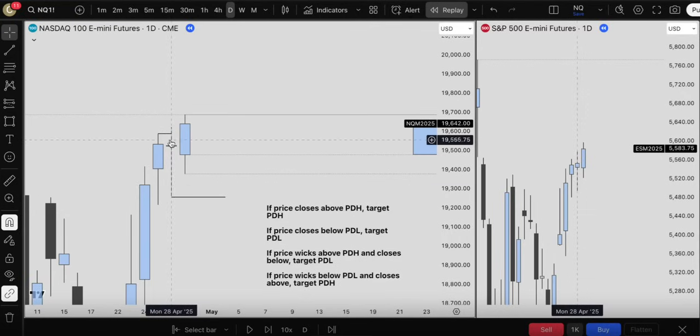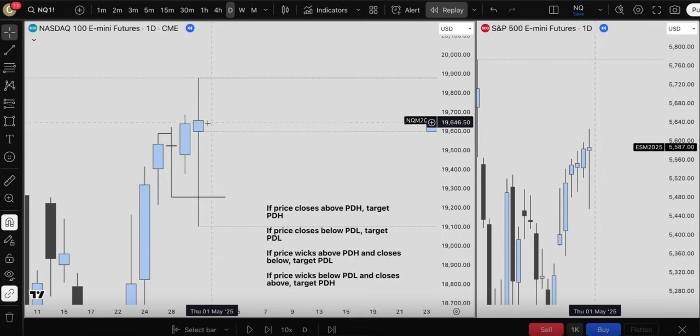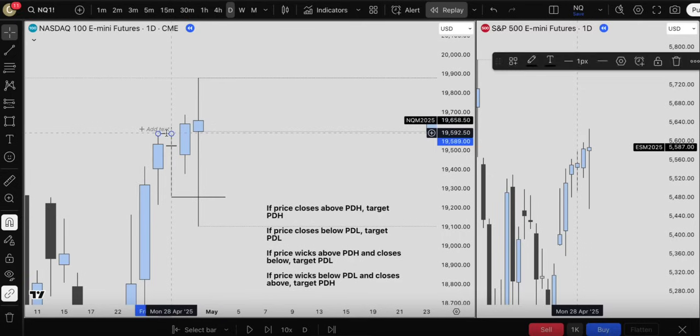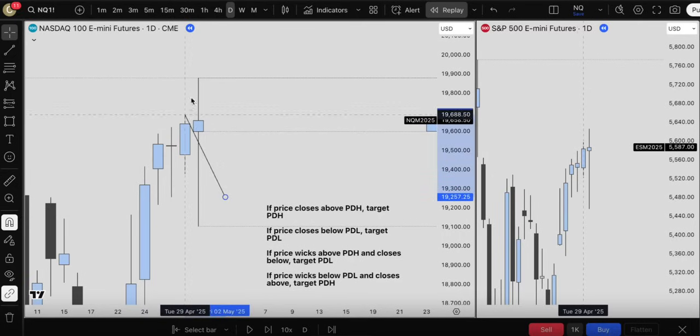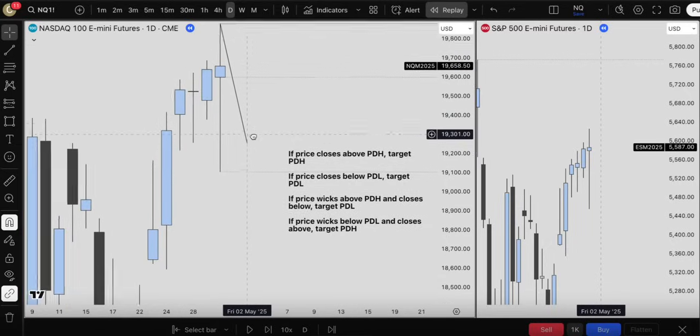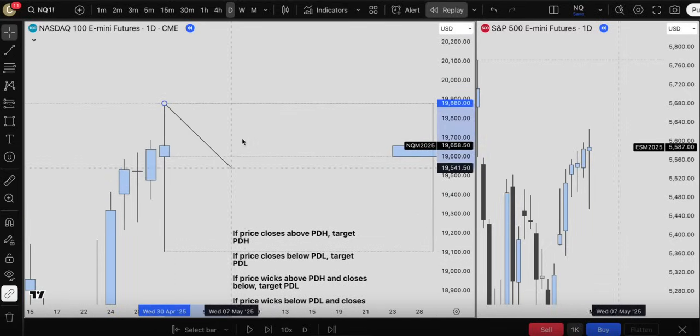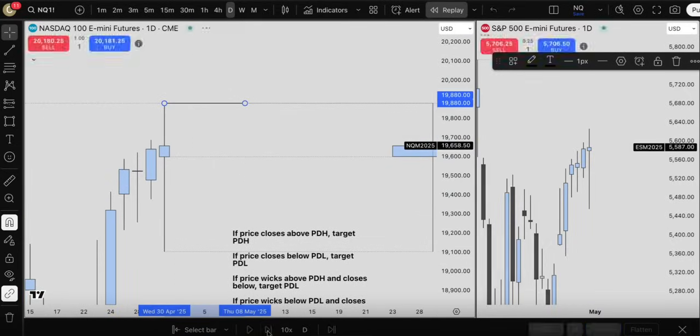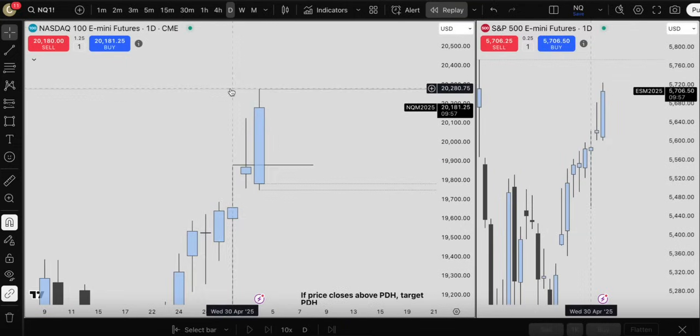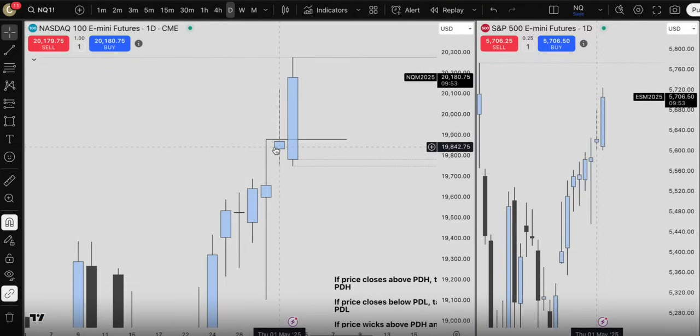We wicked above, closed below. This is the draw. We didn't hit the draw. So on Wednesday, we have to hit the draw. On Wednesday, we wick below and close above. So we wick below that swing low and close above, indicating that on Thursday, this is our draw, previous day high. And on Thursday, we rip through. And then Friday, on Thursday, we wick below, close above.